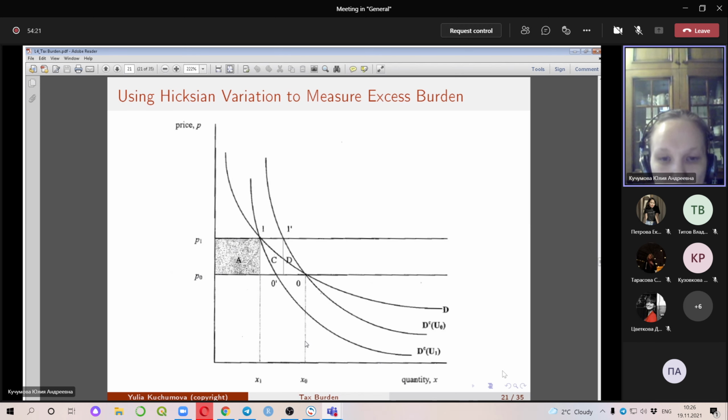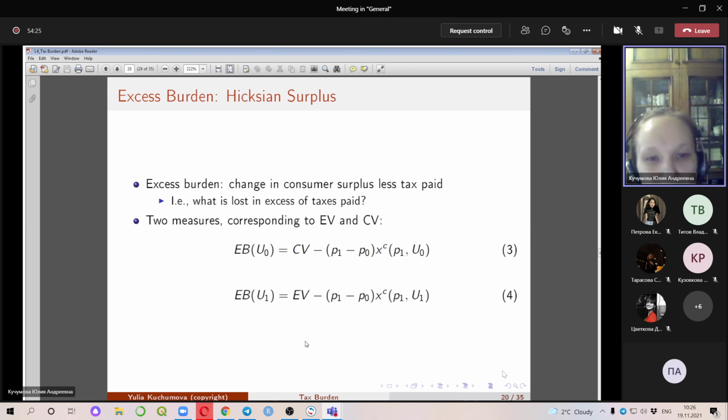Okay, I promised you a graph. It will be in one more slide. So before we go there, let us finally define what is excess burden. It's simply the change in consumer surplus minus tax paid. Given that we have two measures of change in the Hicksian consumer surplus, we will have two measures of excess burden. First, the measure of excess burden based on the compensated variation, correspondingly equal to CV minus the taxes paid, which is P1 minus P0 multiplied by the compensated demand evaluated at P1, U0, right?